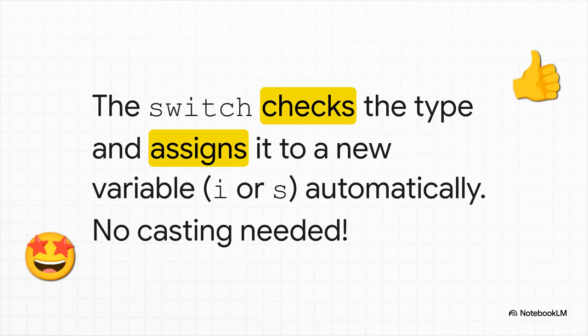It's so repetitive, it's easy to make a mistake, and it's just not fun to read. And now, check out the new way. It's so clean. You can switch directly on an object, and your case labels can check for a type. But here's the magic. If the type matches, it automatically casts the object for you and binds it to a new variable, like i or s here, that you can use right away. It's a type check and a cast, all in one beautiful, safe operation.